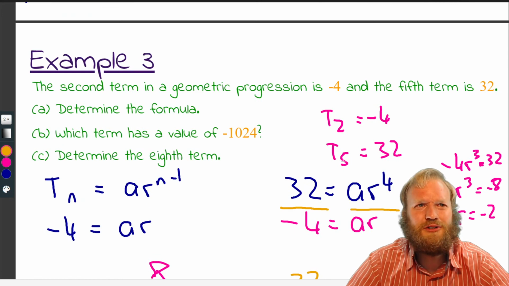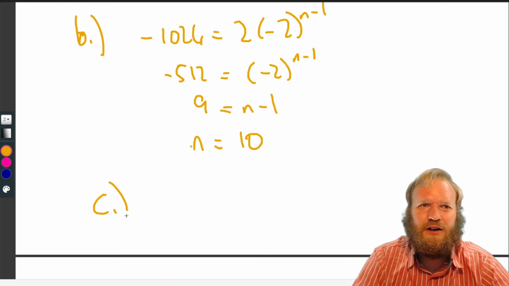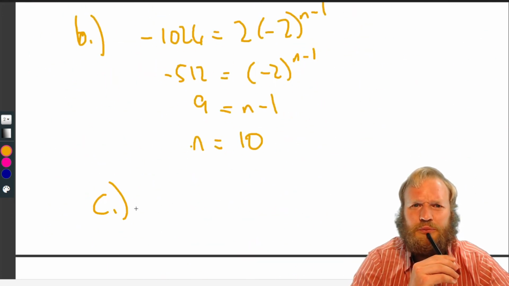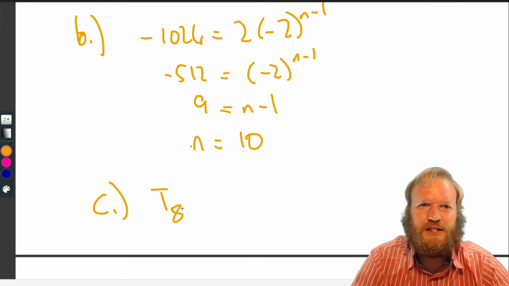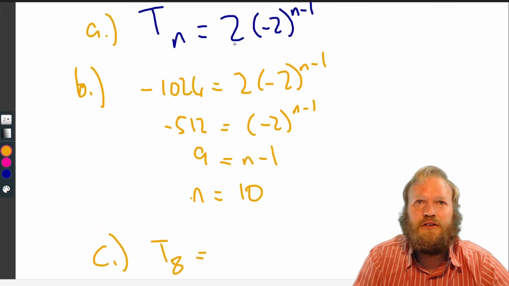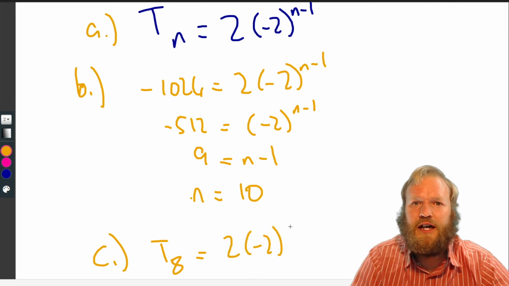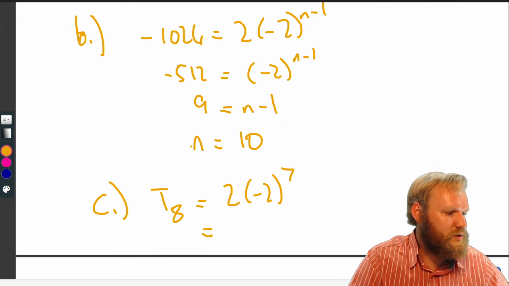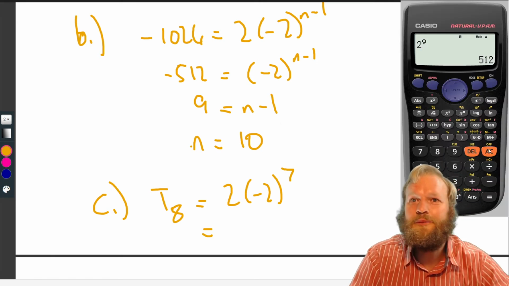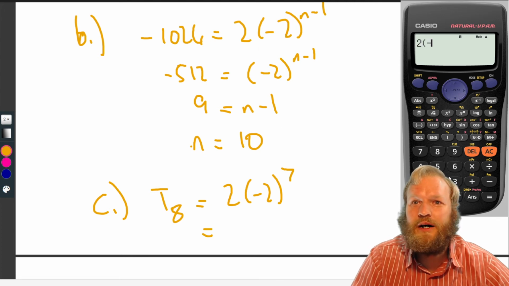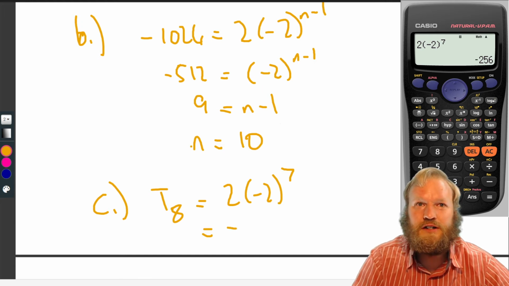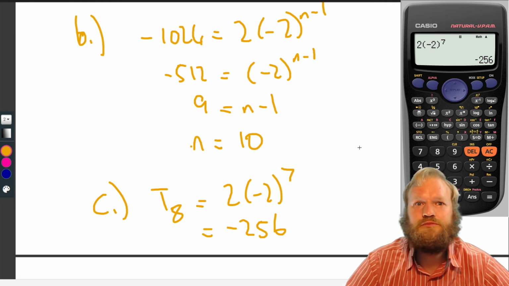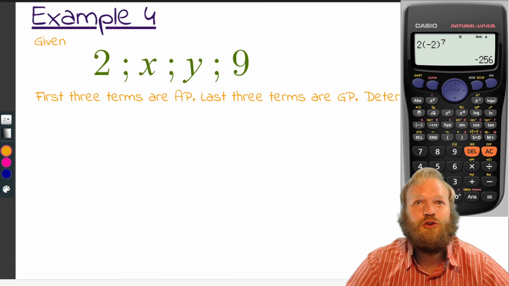Okay, last part, question C, determine the eighth term. How are we going to work out the eighth term? Well, we're just going to substitute, right? T8 equals, what was our formula? 2 minus 2 to the n minus 1. Into the calculator it goes, and where's the calculator? There, hello calculator. So we got 2 times -2 to the power of 7 minus 256. Cool. Done.